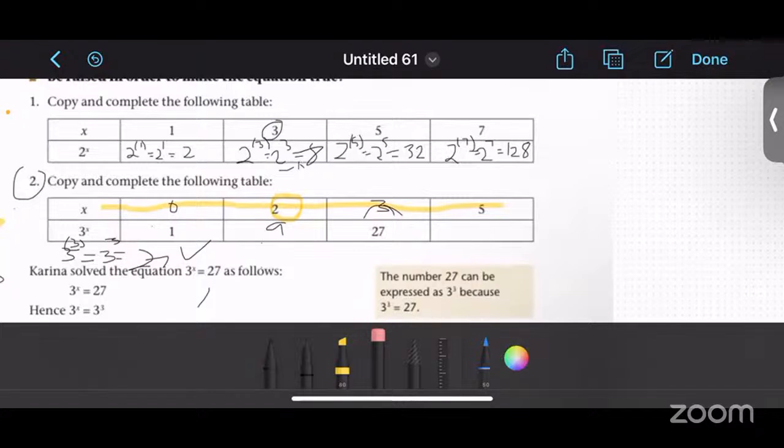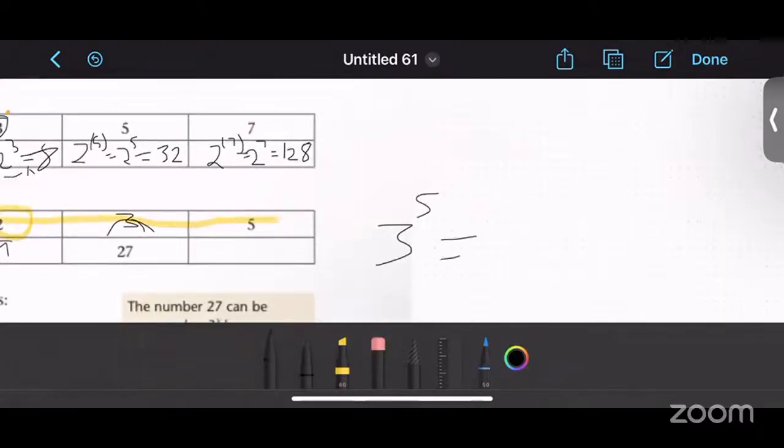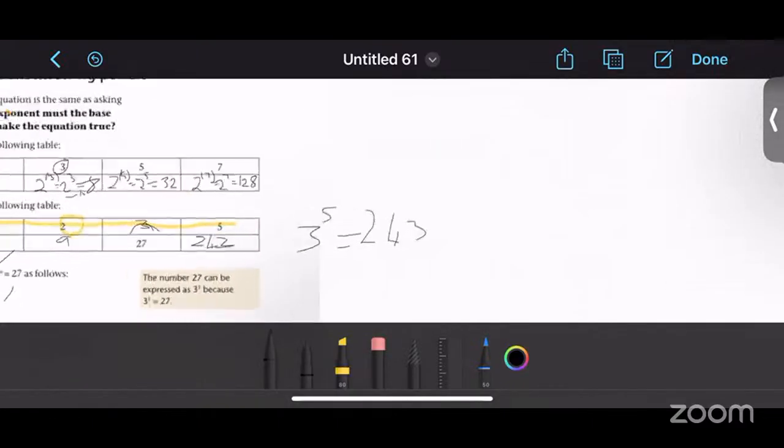3 to the power of 5. Which equals 243. So it's 3 times 3 times 3 times 3 times 3. So the answer is 243. Okay.